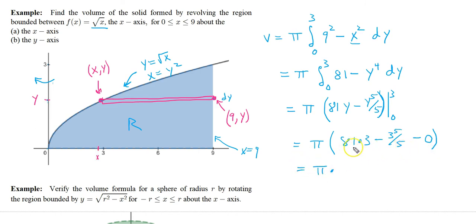And simplifying this, 81 times 3 minus 3 to the 5th over 5. The 0 comes from when I put 0 in for the y's here and subtract. And we get 972 over 5. Okay, so that's our answer. 972 over 5 times pi. And you could evaluate that on your calculator if you want a decimal answer.